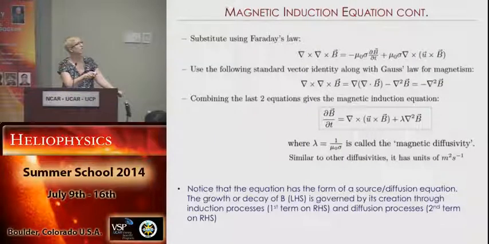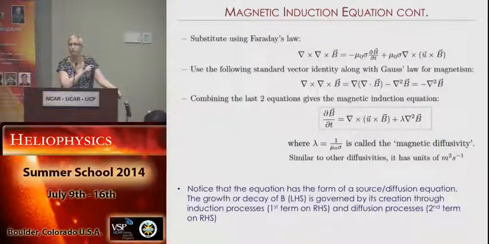So this is diffusion acting in here. This lambda is known as the magnetic diffusivity. It's inversely proportional to the electrical conductivity, okay? So higher electrical conductivity, smaller magnetic diffusivity, right? So this is your diffusion term. That makes this, if you look at it, your source term.